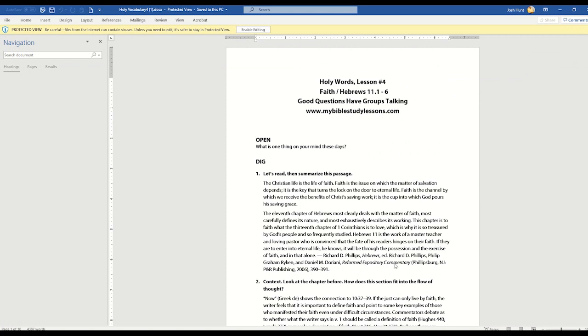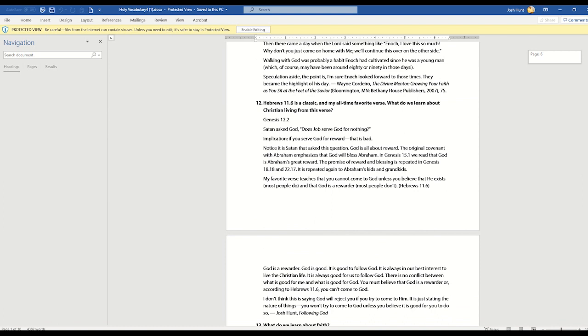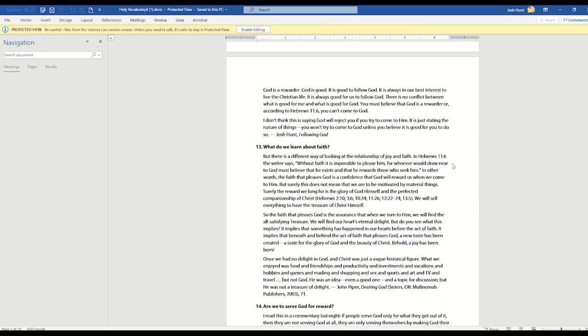And then the answers are from well-known commentaries and books. This one happens to be from the Reformed Expository Commentary. We'll work our way down, like several from Reformed, this Wayne Grudem book there. We've got a quote from it, and from my own book, Following God, and from John Piper's book, Desiring God.